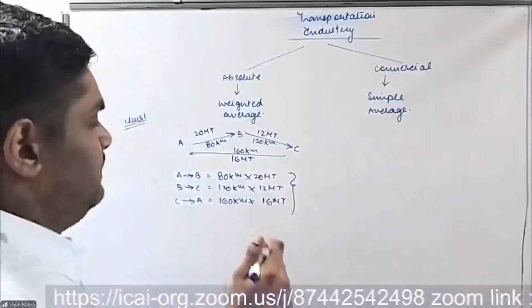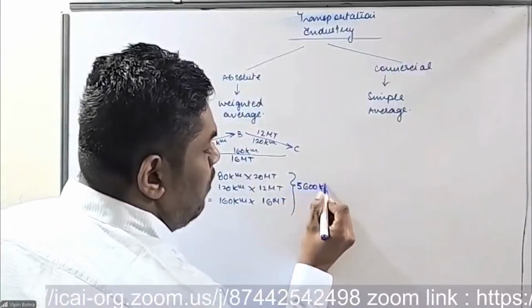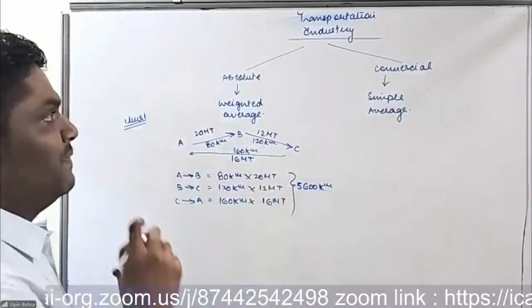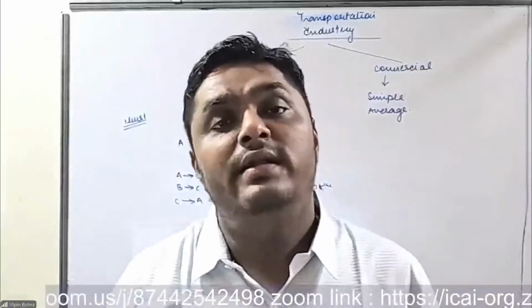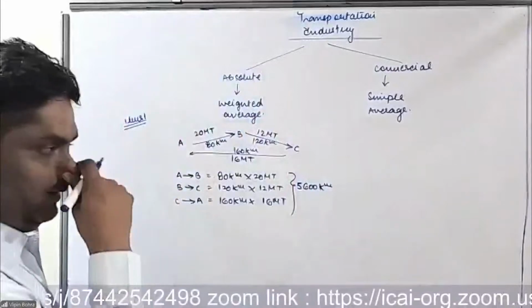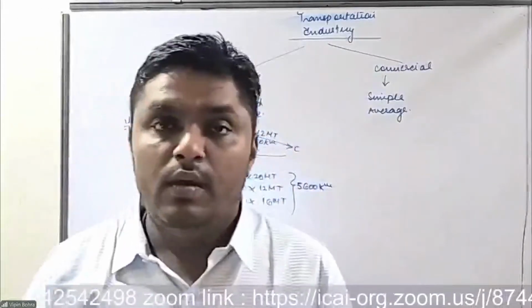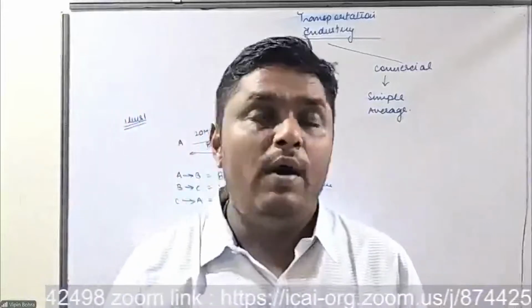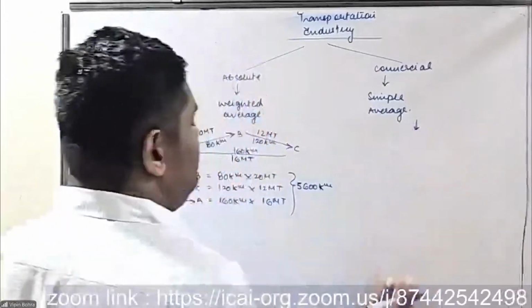5,610 kilometers. So this is the way we will be calculating the 10 kilometer using this absolute approach, or we can say weighted average approach. Now, when talking about this simple average, it's relatively easy.